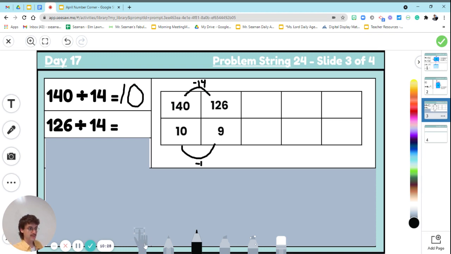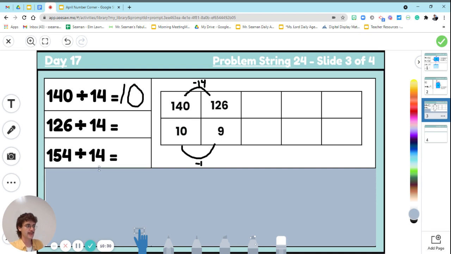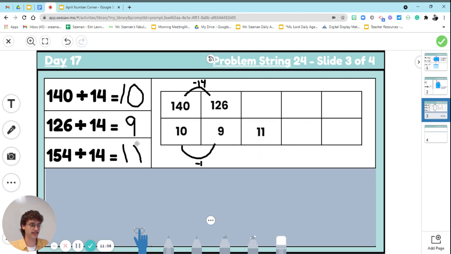If I then jump to the next problem here, it says 154 divided by 14. Okay, well, I know 140 plus 10 is 150, plus 4 is 154. So that means that this problem, well, also I forgot to write 9 here. That means that this problem is going to have how much? I have to have 11. So now I'm going to put 11 on the bottom because that was where my other numbers were, or my quotient numbers.